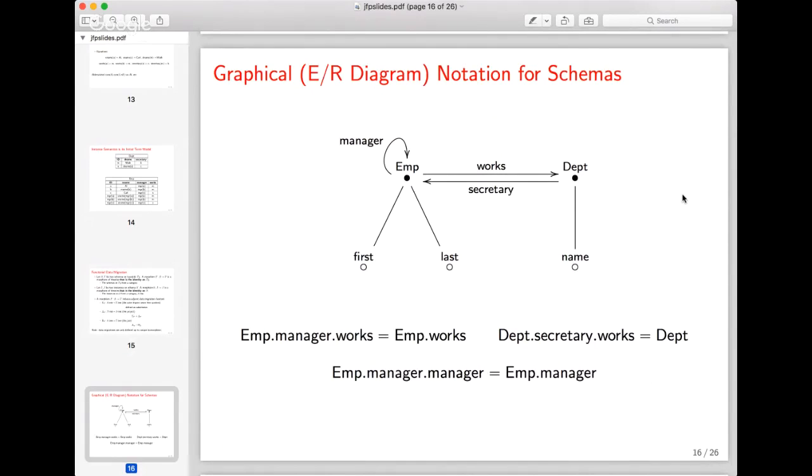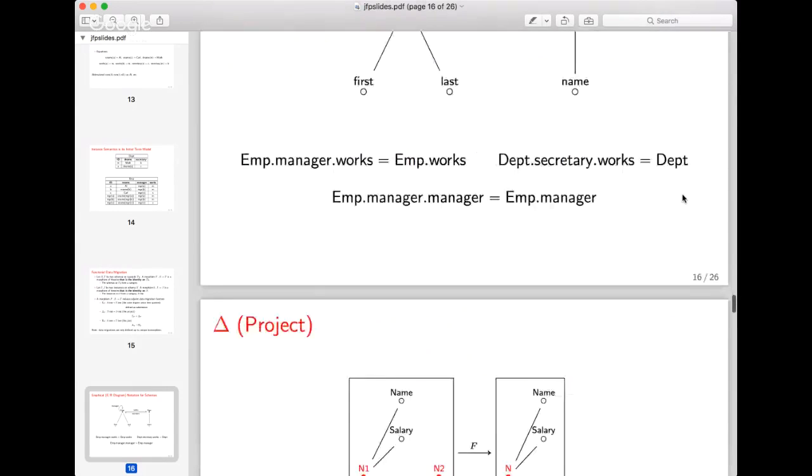Basically, this is a notation for schemas that ignores the type side part of the schema. In particular, schemas consist of foreign keys and attributes. In this notation, we draw the foreign keys as directed edges, and we draw the attributes as open circles, and the equations become path equations. This is something called ER diagram notation.